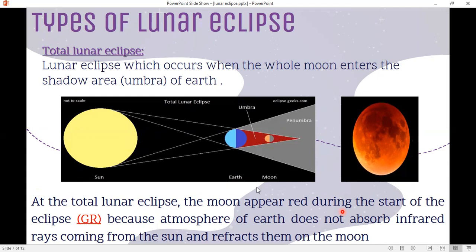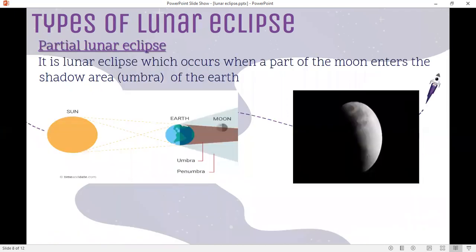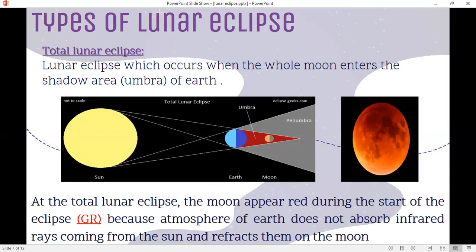At this time, the Earth blocks all the sunlight. No sunlight falls on the moon, so it will hide it all. So it's a total lunar eclipse. And at this time, the moon appears red. All the moon will be like this. And what's the reason? What do you think? This is because the atmosphere of Earth doesn't absorb the infrared rays that come from the sun and refracts them on the moon. So take care, I said refracts, not reflects.